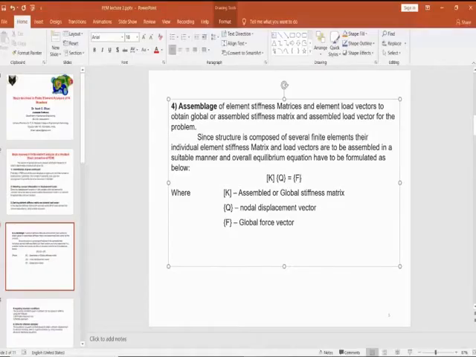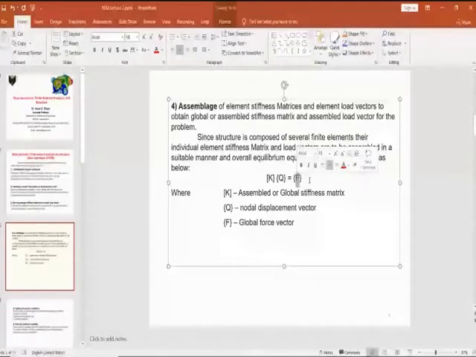And we obtain the assembled load vector, capital F. So once you assemble the element stiffness matrices to obtain capital K and assemble the element load vectors to obtain capital F, then we write down the equilibrium equation. The equilibrium equation is K into Q is equal to F, where capital K is the assembled stiffness matrix, capital F is the assembled load vector, and Q is called the nodal displacement vector.